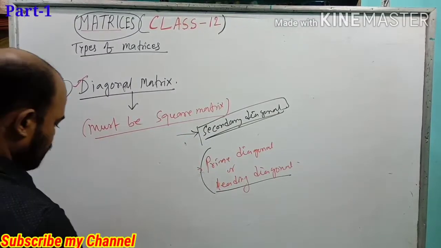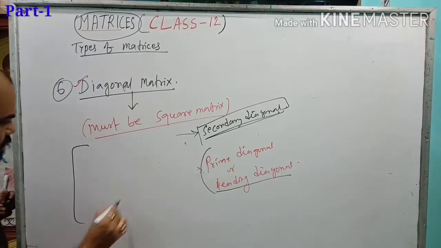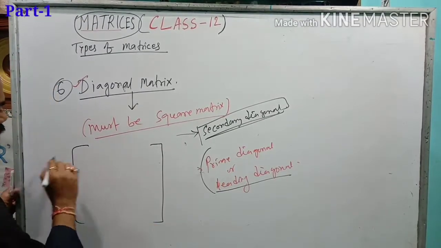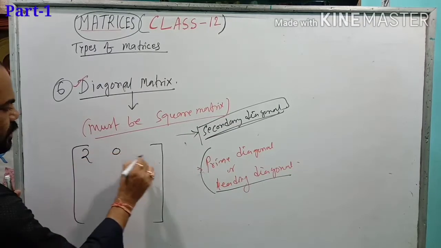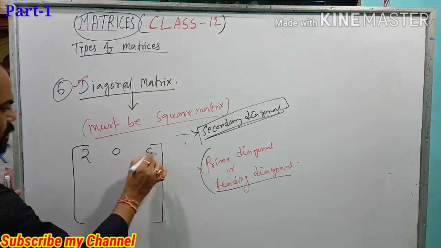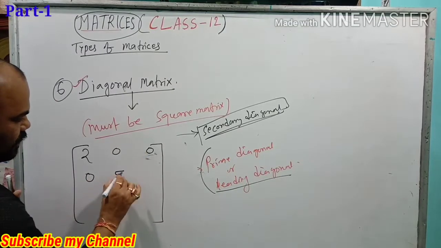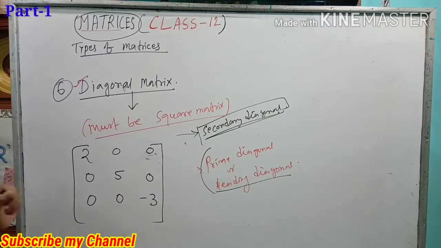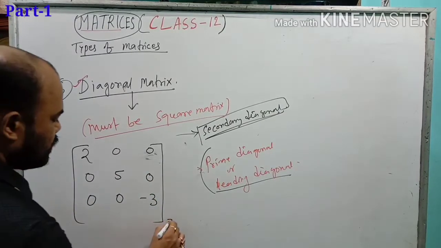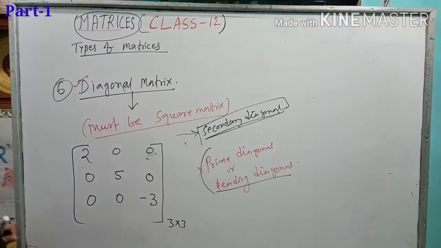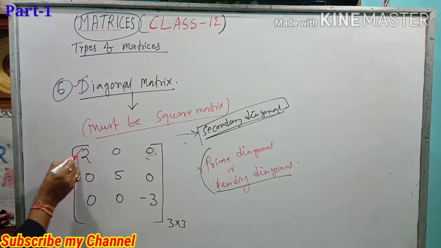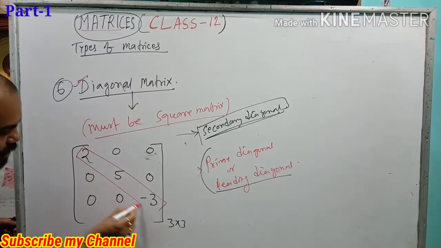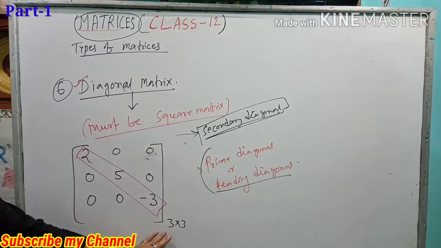A diagonal matrix means all the diagonal elements... First let me write an example. It is 2 0 0, then 0 5 0, 0 0 minus 3. See the structure of this square matrix, it is of order 3 by 3. These are the diagonal elements, as this one is the prime diagonal or the leading diagonal of the matrix.